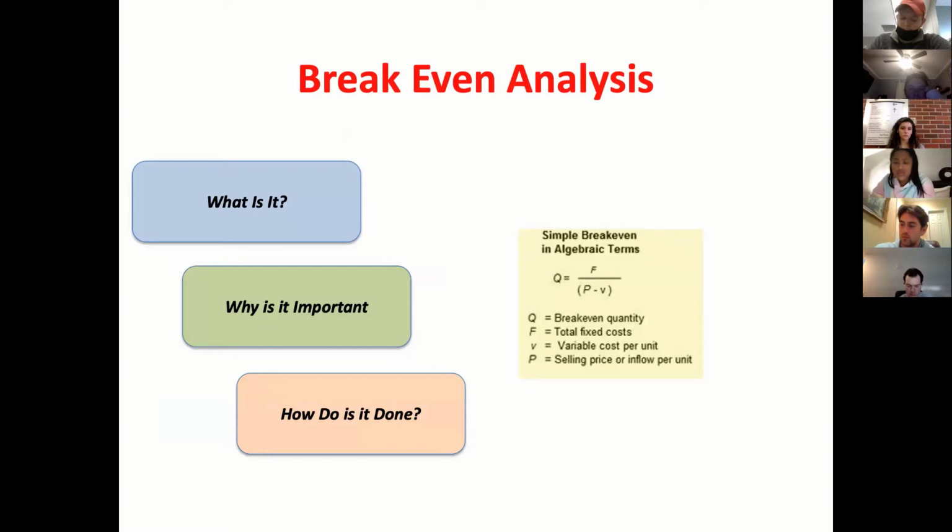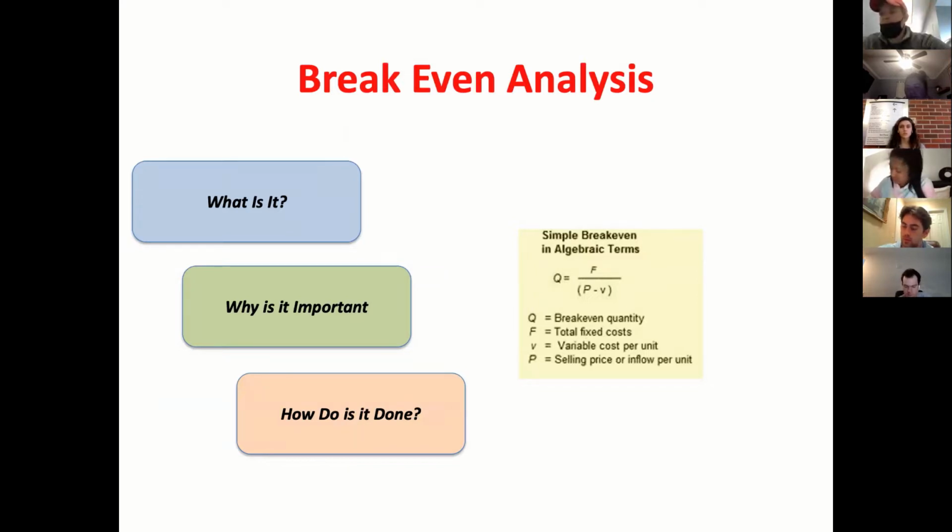You need to remember the break-even analysis. You're going to have to remember the formula, and this is probably one of the few formulas that you'll have to remember in this course. The formula is going to give you break-even in quantity: how many units do you have to sell to get to break-even?